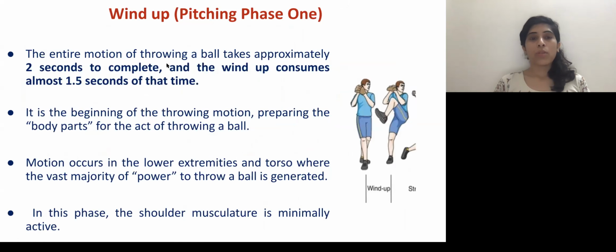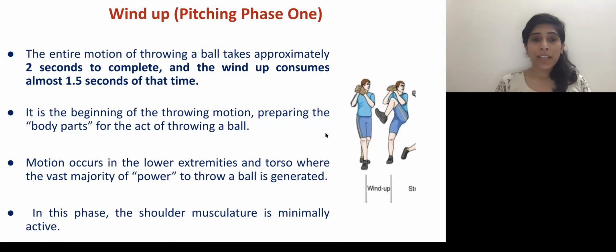Okay. So first, the wind up phase. Whenever we do a throwing activity, it is approximately a 2-second motion. And in that, the wind up phase in particular consumes approximately 1.5 seconds. So we can imagine that we spend the maximum time in this wind up phase, and in the remaining half second we will finish all the other phases of the throwing activity.